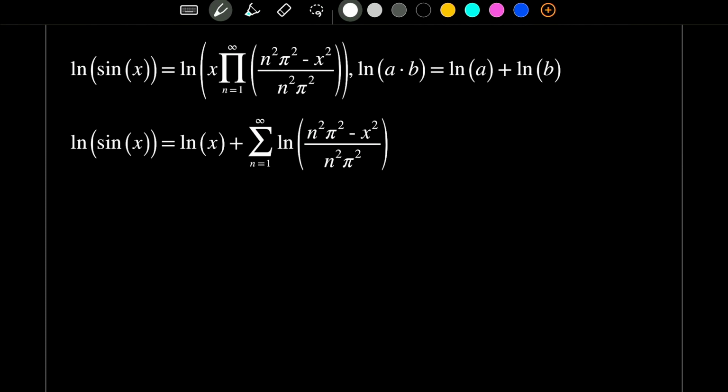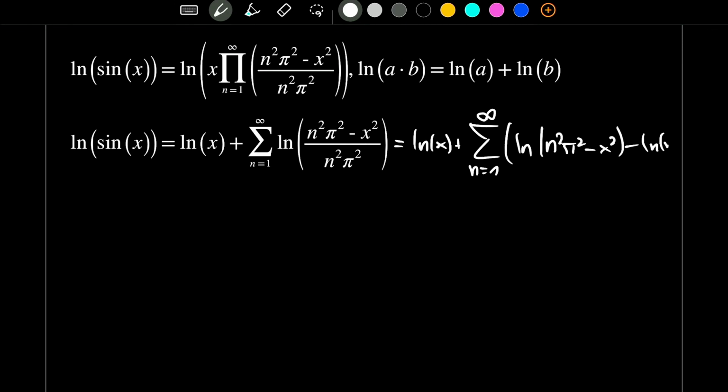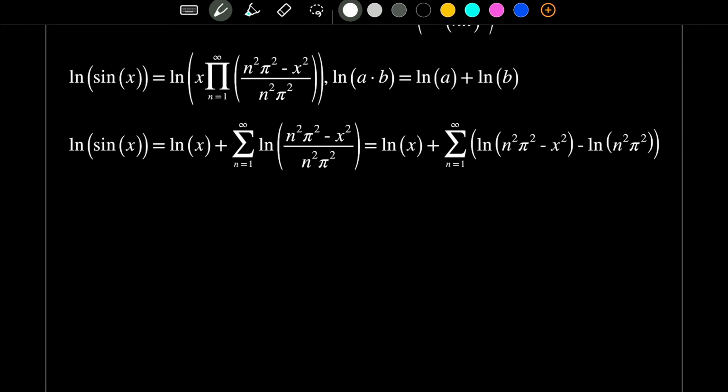Now, before we do anything else, I'm just going to quickly rewrite this, and we're going to get log of x plus the sum from n equals 1 up to infinity of log of n squared pi squared minus x squared minus log of n squared pi squared. So those are fairly basic log rules, and it just helps to simplify in our next step, which is going to be to take the derivative from both sides of this equation.